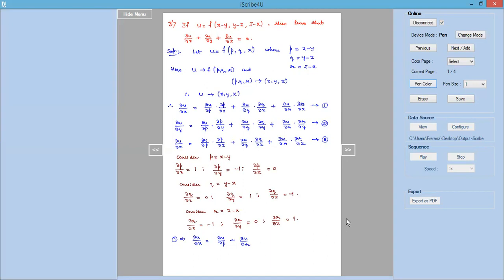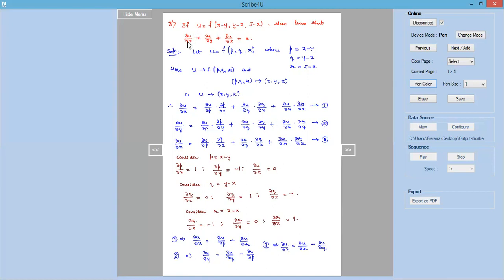Now similarly, substituting in equation 2 we will be able to obtain ∂u/∂y is equal to ∂u/∂q minus ∂u/∂p. And finally equation 3 gives us ∂u/∂z is equal to ∂u/∂r minus ∂u/∂q. So we have substituted in equations 2 and 3 also and obtained these results for ∂u/∂y and ∂u/∂z.